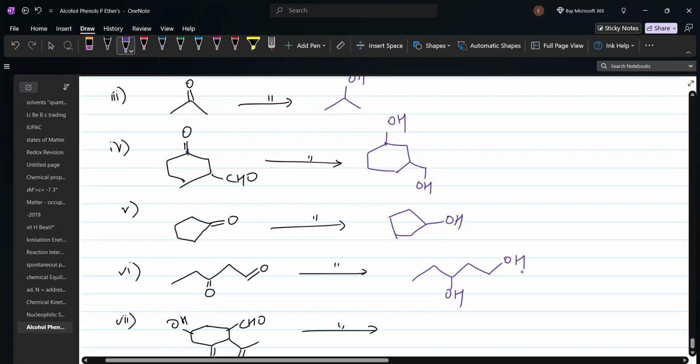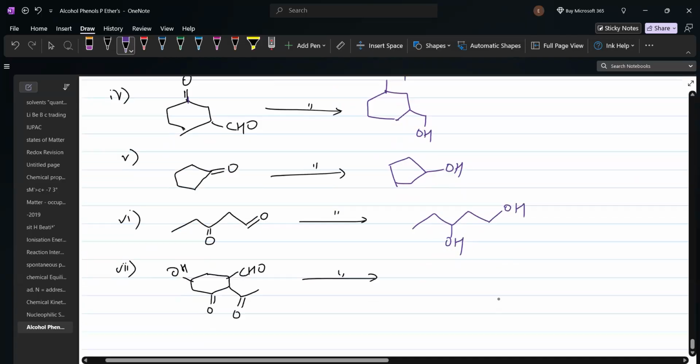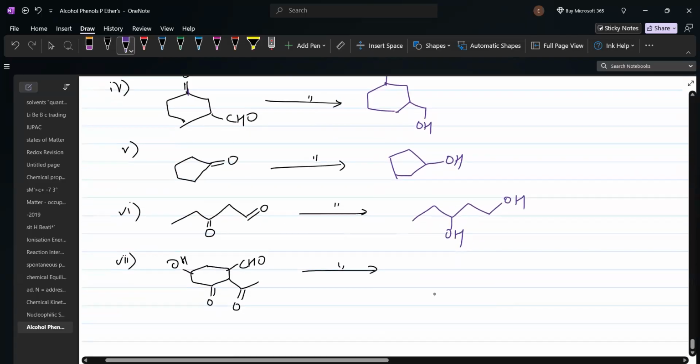So it looks like a 6 carbon chain, but it is a 5 carbon chain. Yes or no? Yes, sir. Let's see for this one. This carbon will have OH on it.